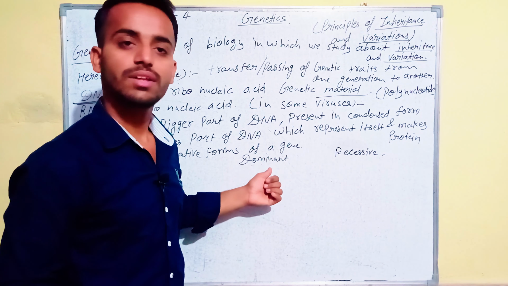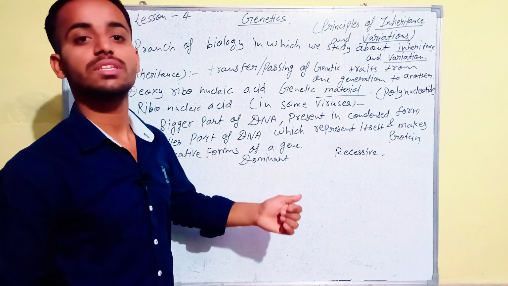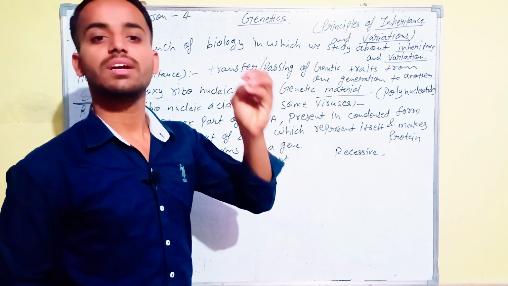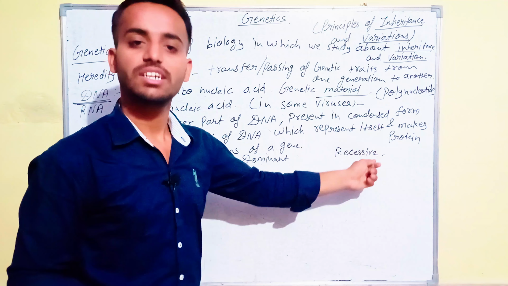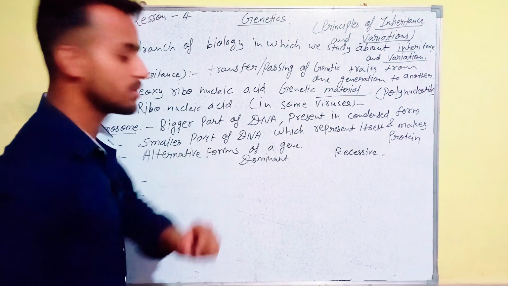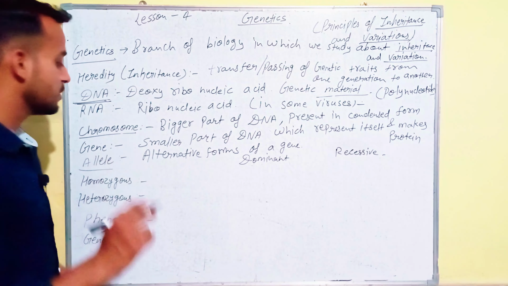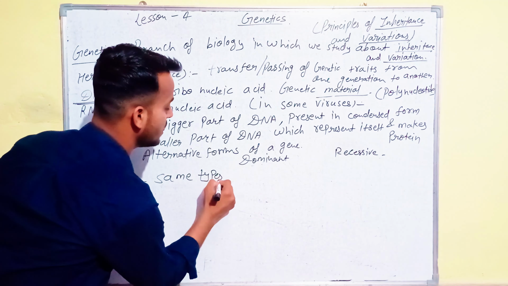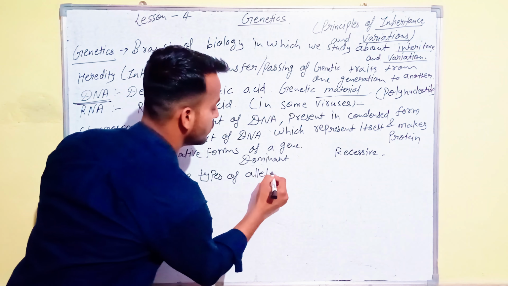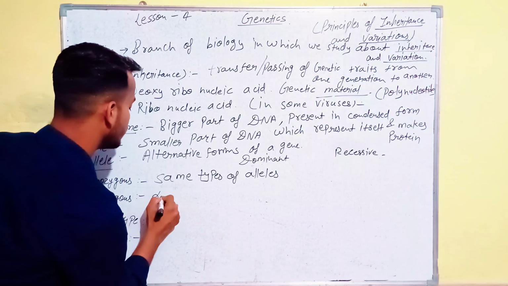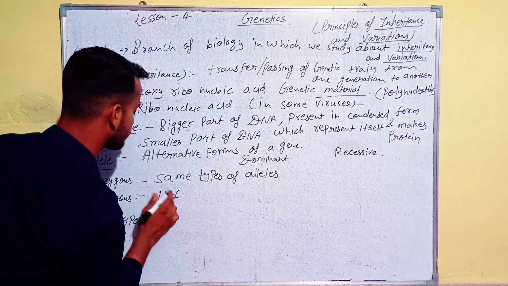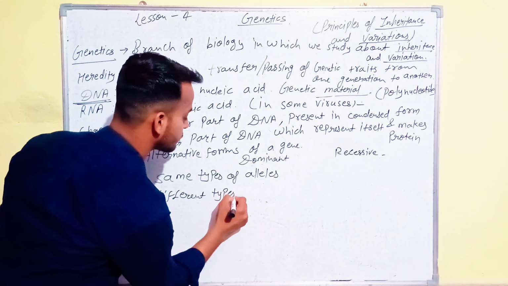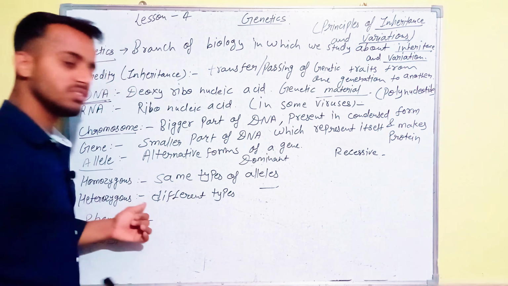So the dominant allele presents itself in every condition, in both homozygous and heterozygous. But a recessive allele always presents itself only in the homozygous condition. So we got two words here. What is homozygous and heterozygous? Same types of allele are called homozygous alleles, and different types of allele are called heterozygous alleles.